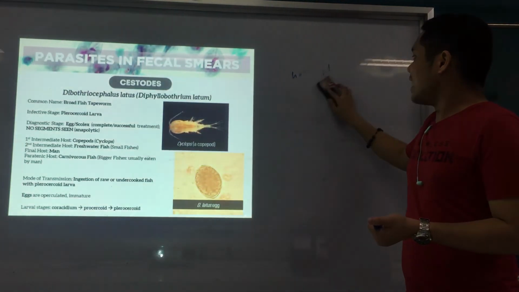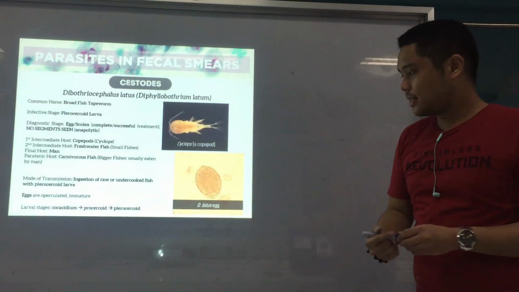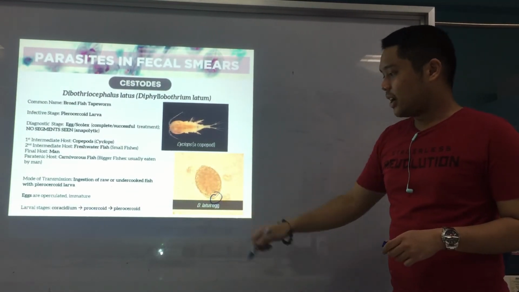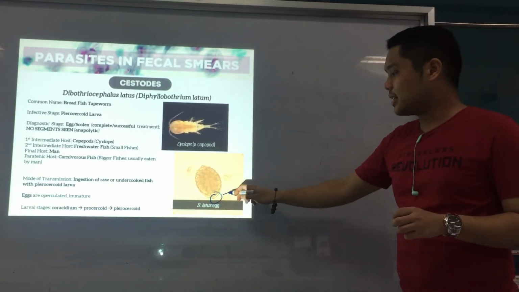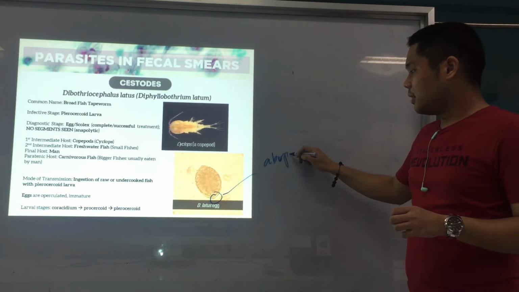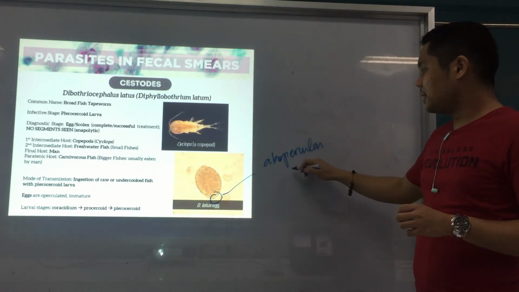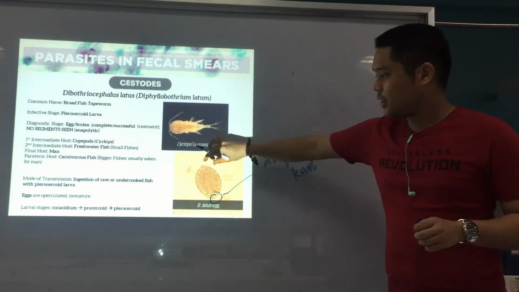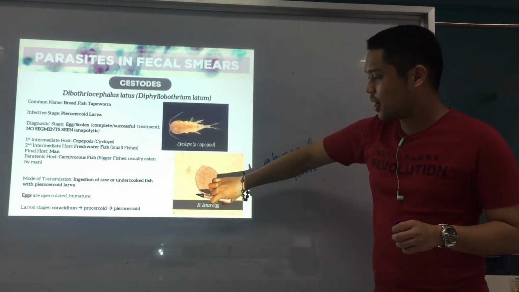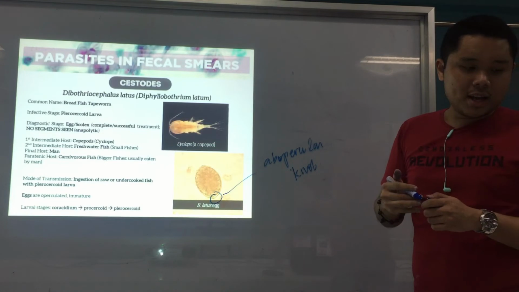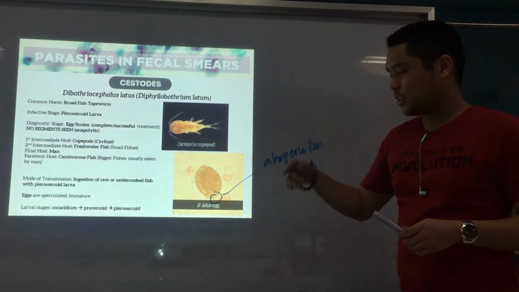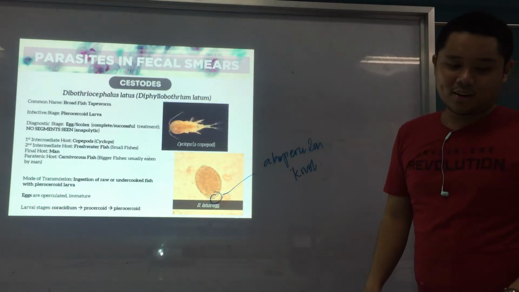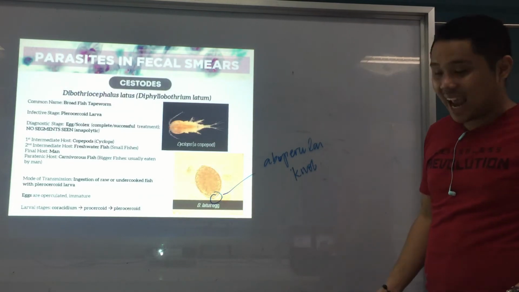And another characteristic is this one. There is a knob there that is known as an abopercular knob. Abopercular, meaning opposite of the operculum. Opposite the operculum, it has a knob there. As you can see, there's a knob right there. Alright, that's for the eggs.